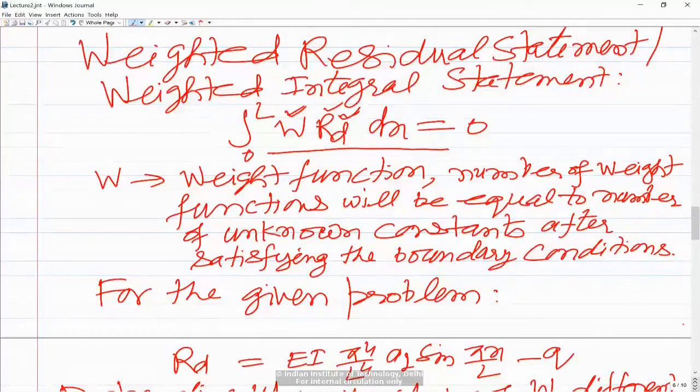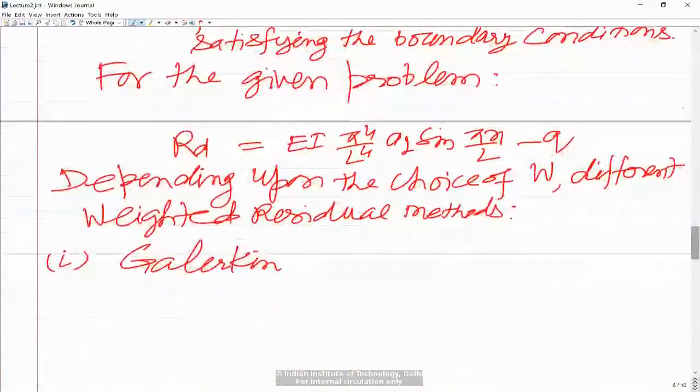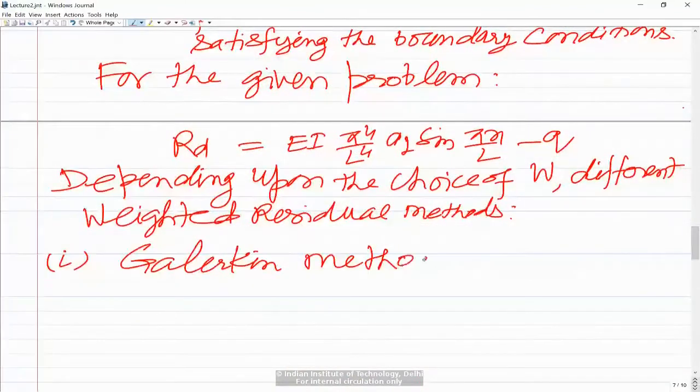When you multiply by w, it is a virtual displacement, and when you integrate, what you get is the virtual work. So ultimately we are equating virtual work to zero. In a way, that is a generalized principle of virtual work. You can also interpret it like this. Now, depending on how we choose the weight function w, we have different methods. The first one is the Galerkin method.